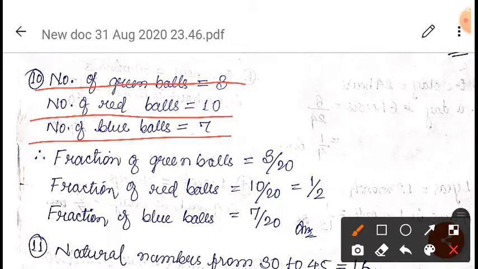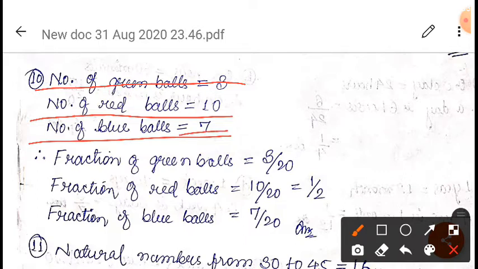Okay, you read the question carefully. A bag contains 20 balls, of which 3 balls are green, 10 balls are red, and the remaining are blue. Remaining how much? Means 10 balls are red and 3 balls are green. Means 10 plus 3 is what? 13. And the total number of balls is what? 20. So 20 minus 13 will be 7. The remaining balls are blue balls, 7 in number. You can see here 7.